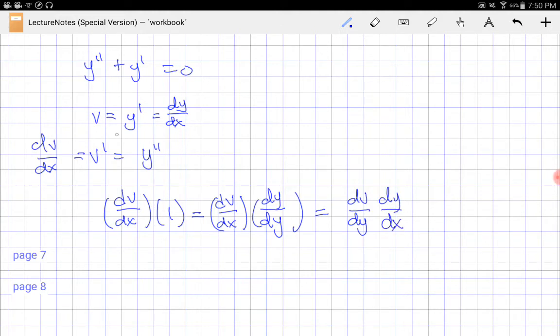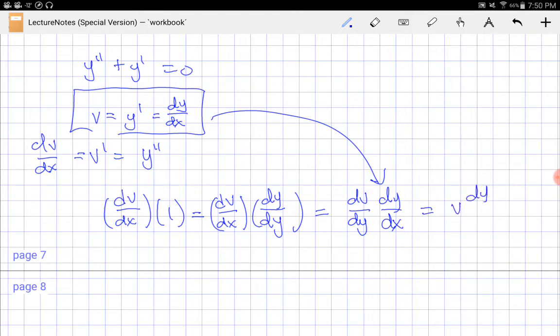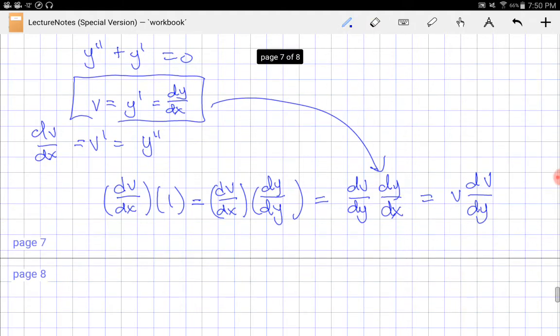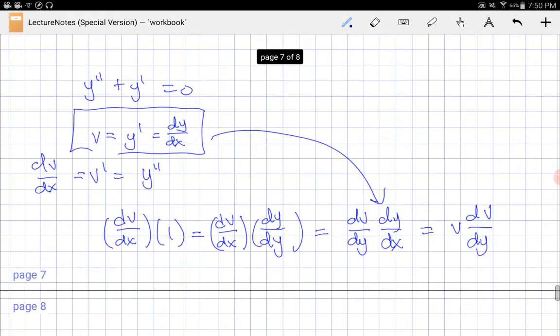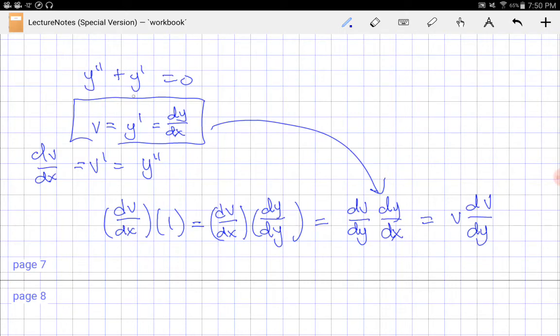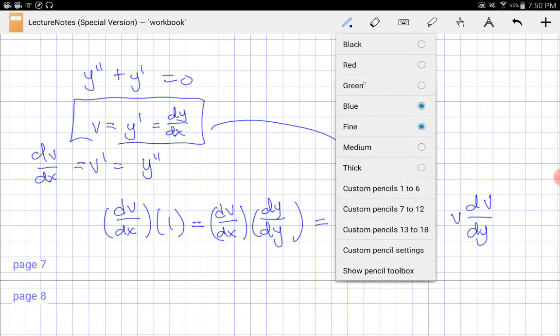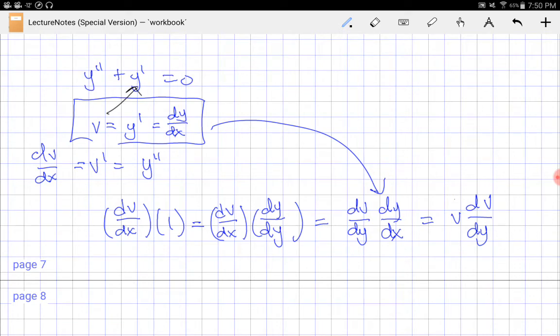And remember, dy/dx is equal to v. So this is actually equal to v dv/dy. Now our y is kind of a pseudo-independent variable, because we're differentiating with respect to it. From here, we're going to substitute v in for y prime and v dv/dy in for y double prime.